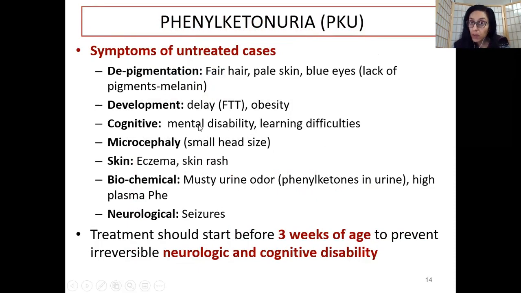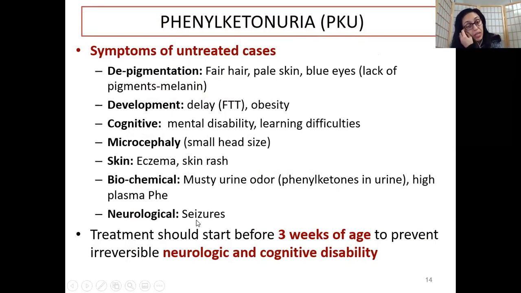Then you have cognitive impairments. Yes, you have cognitive impairments due to catecholamines not being synthesized, but also because you have a lot of phenylalanine crossing your blood-brain barrier, and this in itself can cause a lot of cognitive impairments, such as mental difficulties, learning difficulties. Then you have microcephaly, small head size. Then you have skin issues seen in these individuals like eczema, skin rash.